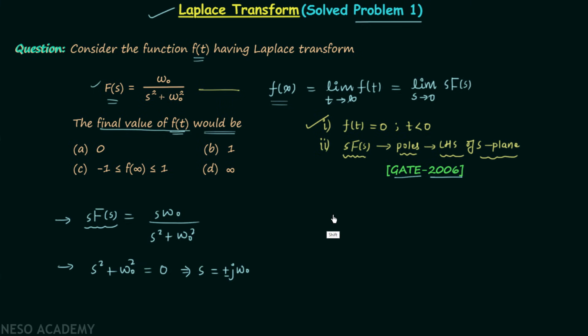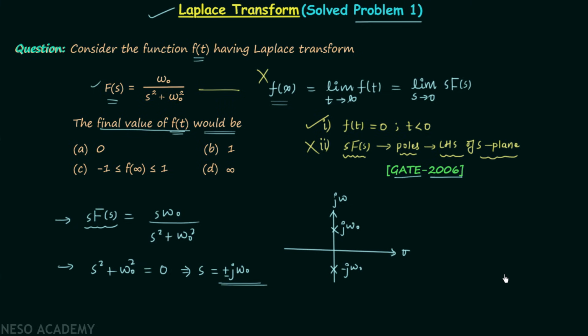Now we will draw the S-plane. This is our final step. And in this S-plane, we will locate plus j omega naught and minus j omega naught, because we are having 2 poles, plus j omega naught and minus j omega naught. And you can clearly see that all the poles, this means these 2 poles, are not lying on the left side of the S-plane. Therefore, the second condition is not satisfied. Therefore, we cannot use the final value theorem.